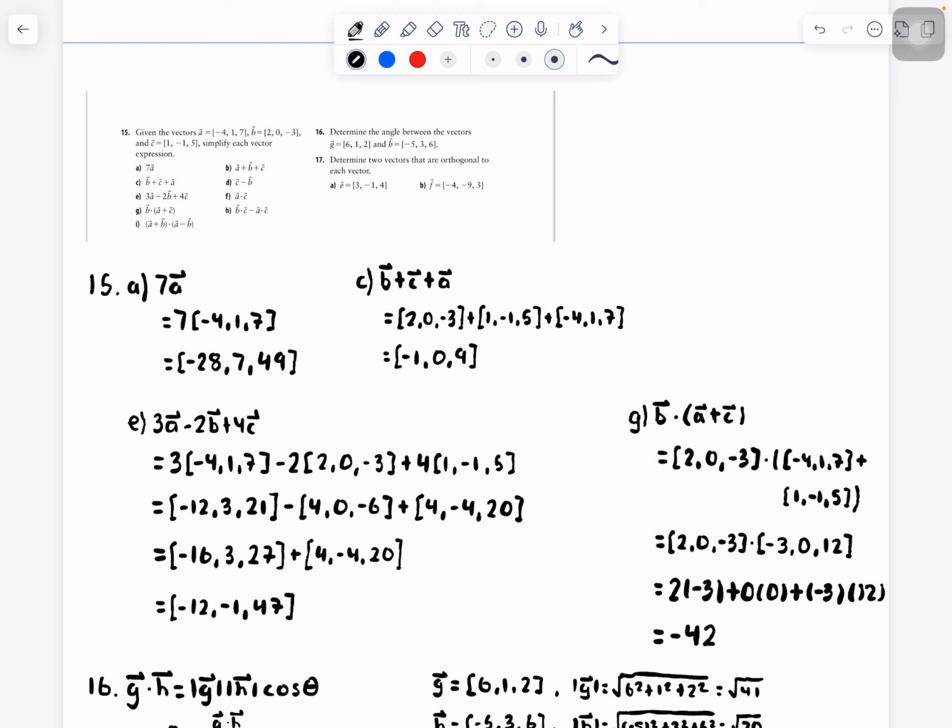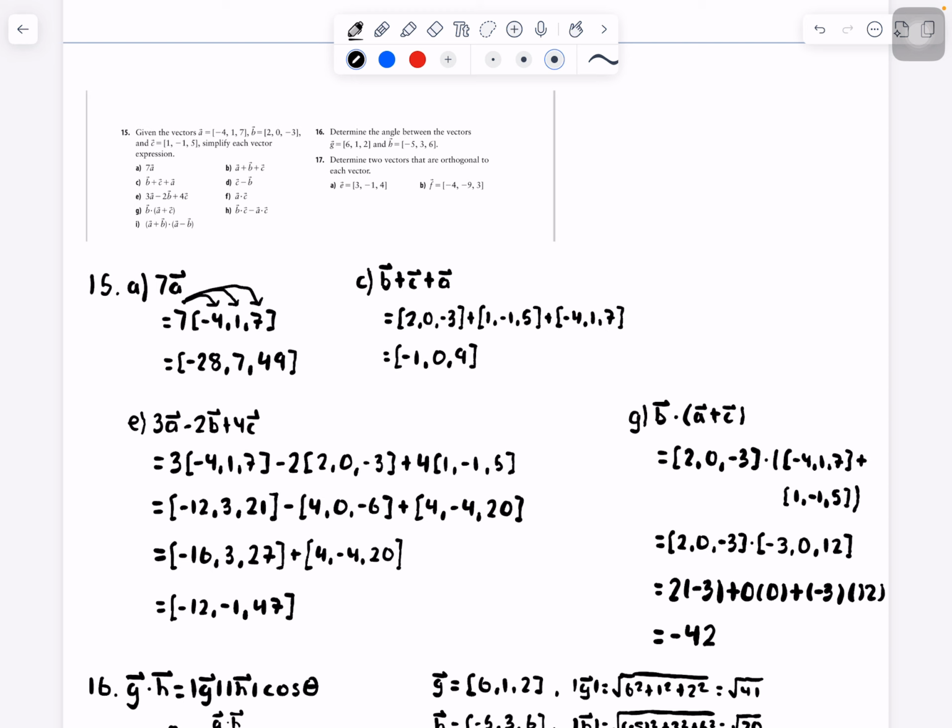So for this one, I did A, C, E, and G. So the first one is just doing a scalar multiple. I'm just taking 7 and multiplying it by the vector A. Pretty simple. You just distribute this 7 into each component. (-28, 7, 49) is the vector you get.